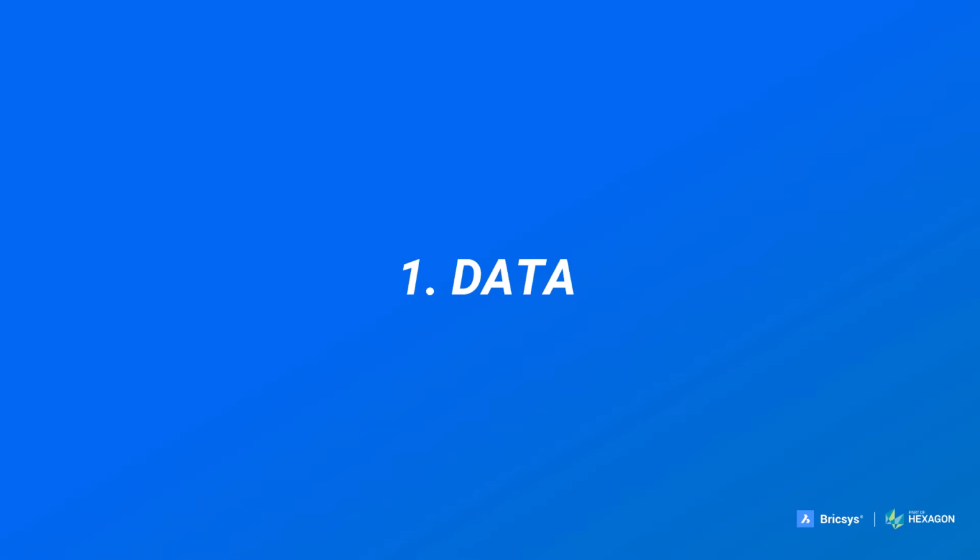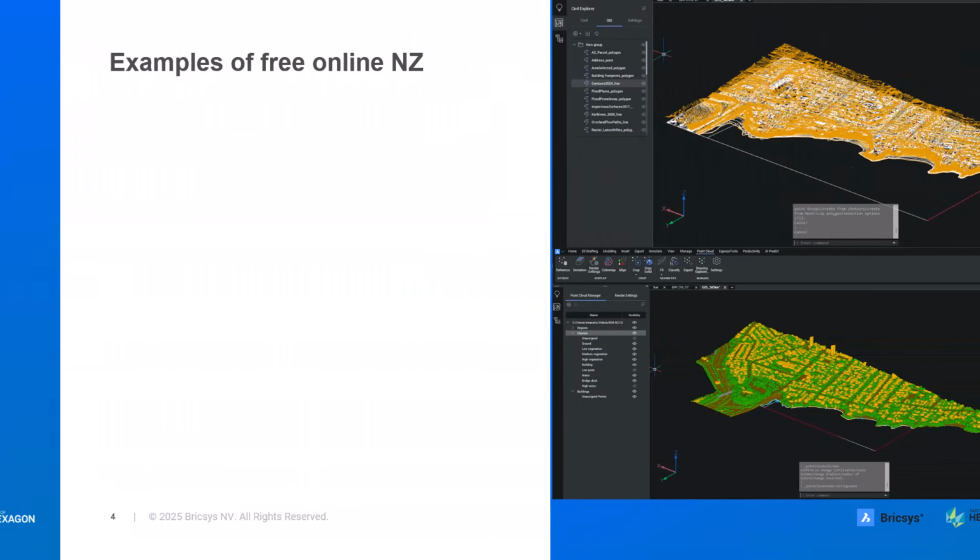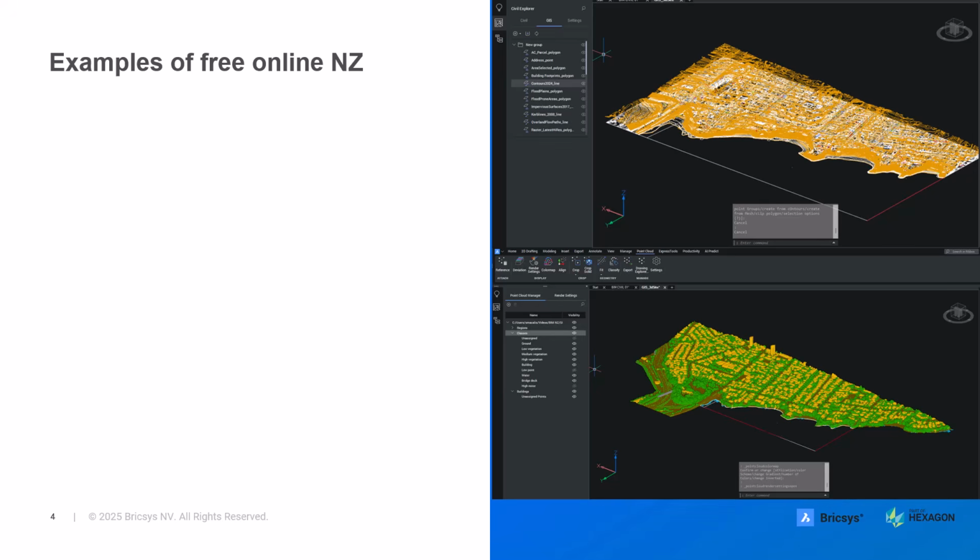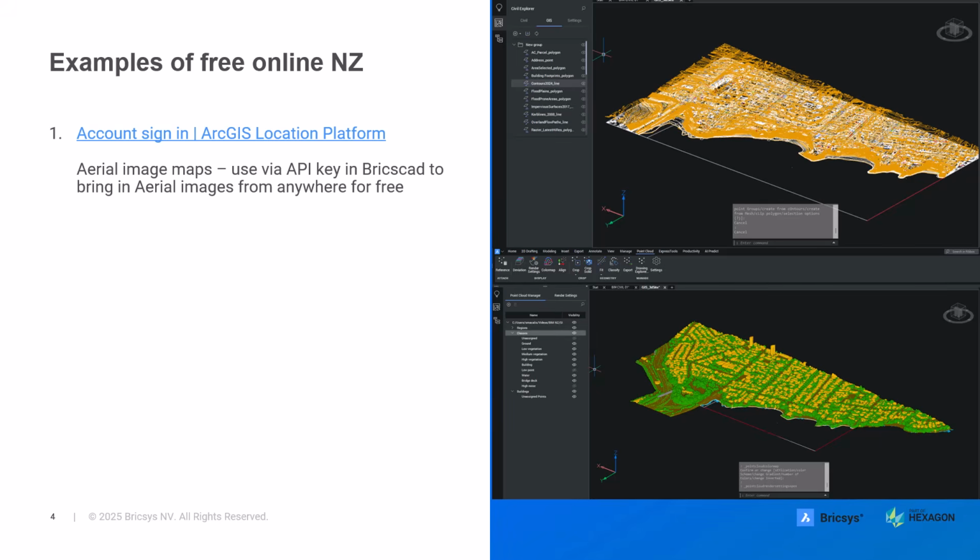So section one, let's look at data. In this webinar today, we're going to be covering some data sources from a free data source in New Zealand from Auckland Council. We'll also be looking at ArcGIS information. So you can go to the ArcGIS location platform site, sign up for free, and bring in aerial images into BricsCAD Pro via the API key.